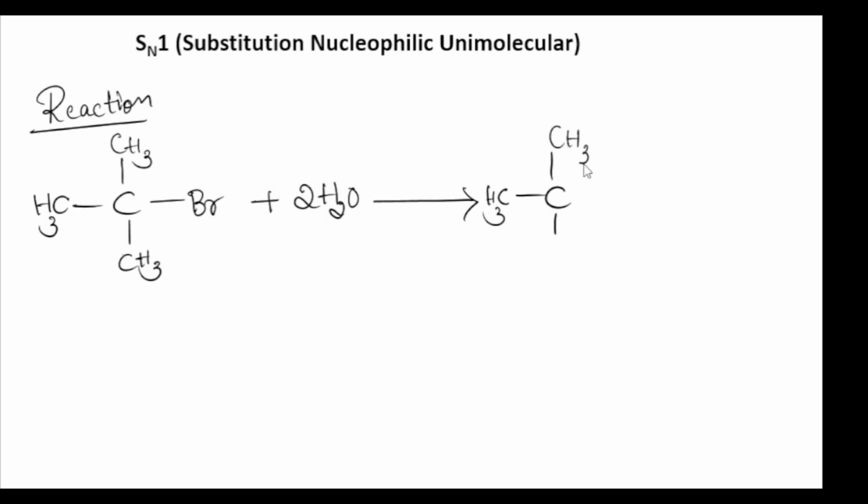This is tertiary butyl alcohol, plus this is hydronium ion and bromide ion. It will give like this. This is the actual reaction. Then I will start with the mechanism of the SN1 reaction.